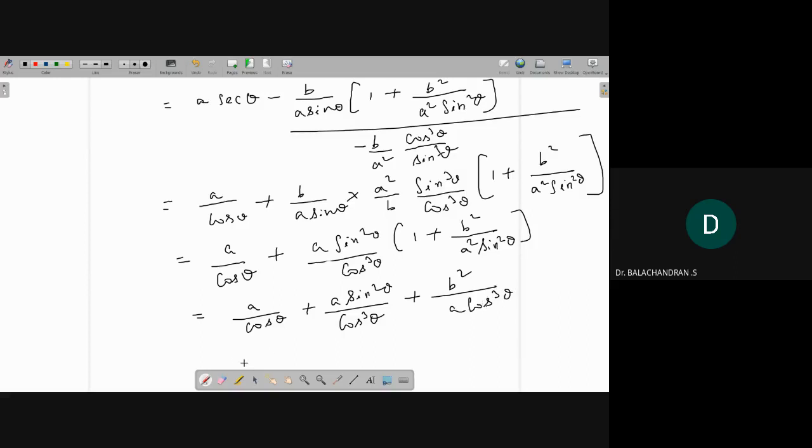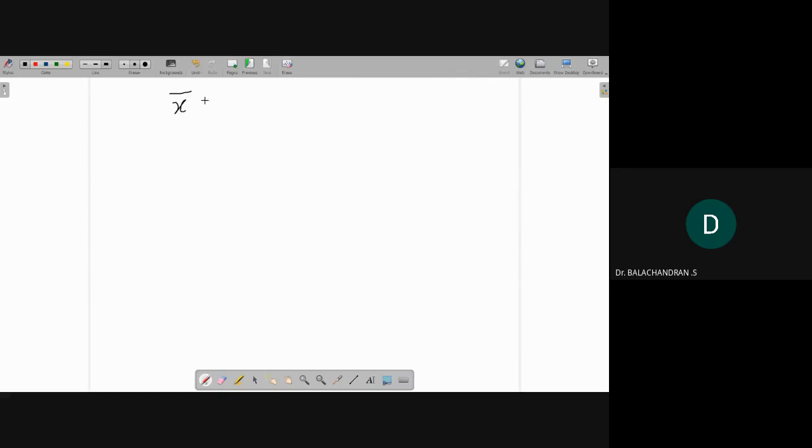So now I am going to take the LCM, a cos cube theta. Here I don't have a, so a square cos square theta plus a square sin square theta. Please check it. And here b square. So from the first and the second, you can take a square commonly. So a square into 1. So a square plus b square divided by a cos cube theta. So x bar equal to a square plus b square divided by a cos cube theta.